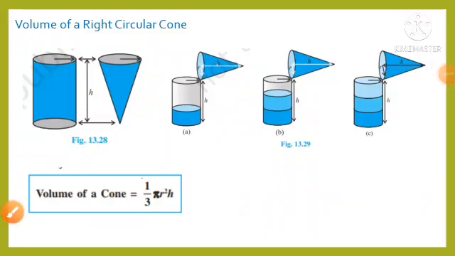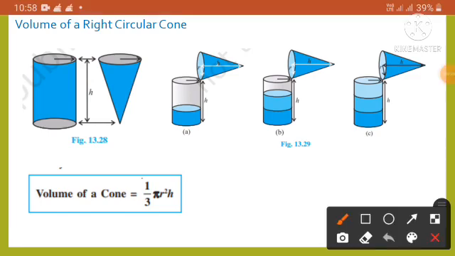This is the volume of a right circular cone. Look at figure number 13.28. Can you see that there is a right circular cylinder and a right circular cone of the same base radius and the same height? So in this figure, the height is the same for the cylinder and cone, and the base radius is also the same.